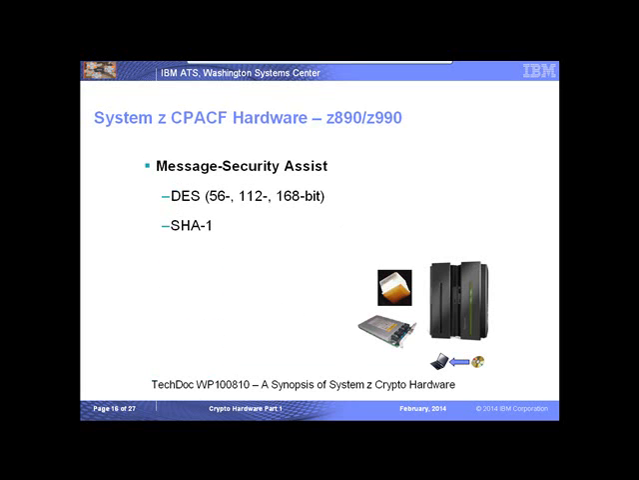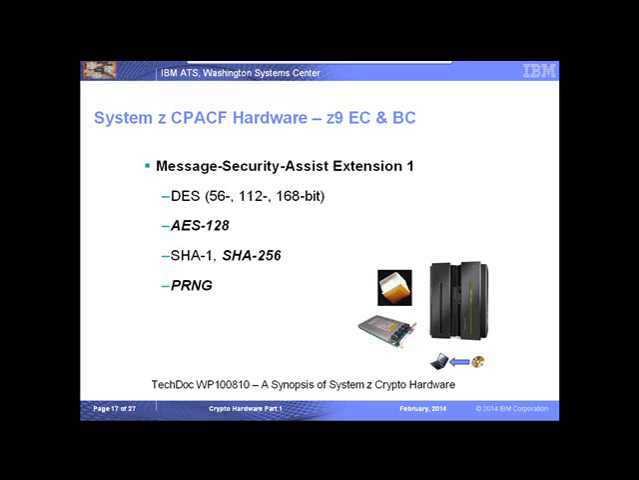So going through the MSA levels, again, the Z890 and the Z990 provided the first implementation of the MSA instructions. The only thing you could do on those machines was DES encryption. Now you could use single, double, or triple length keys, but you could only do DES encryption, and you could do SHA-1 hashing. Relating this back to that crypto functions chart that we saw at the beginning of the presentation, you could do symmetric DES, triple DES encryption, and you could do modification detection codes. That's all you can do on the CPACF.